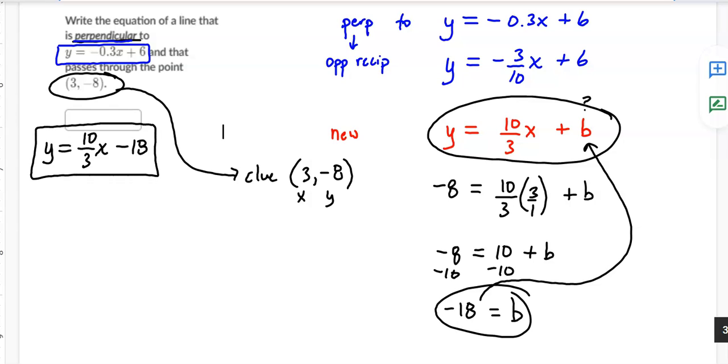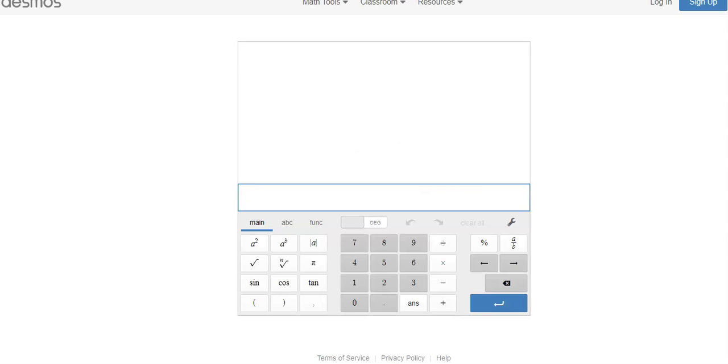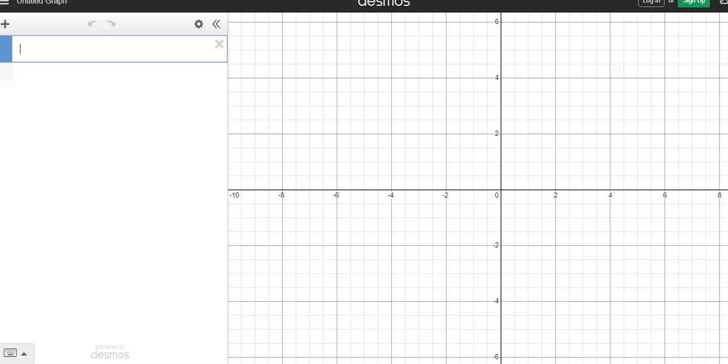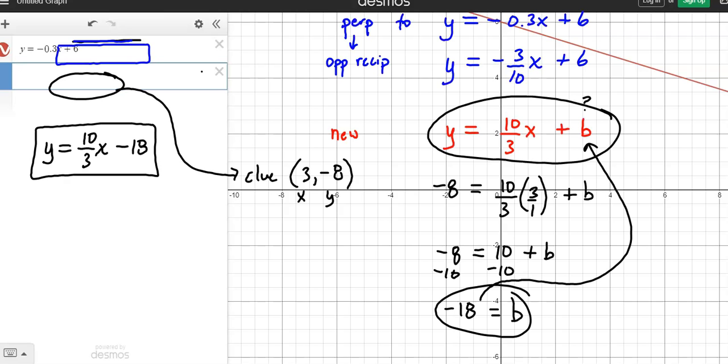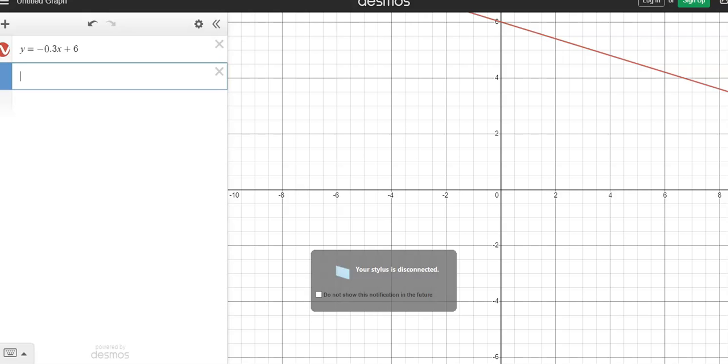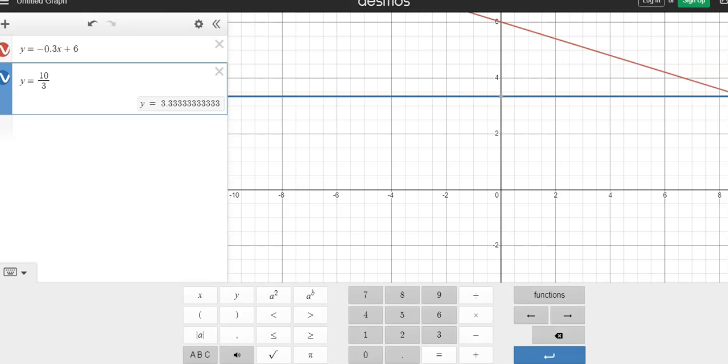Boom. And always, if you wanted to, you could double check in Desmos and see if it does what it's supposed to do. So I'm going to run over here and do Desmos really quick. I'll type in y equals negative 0.3x plus 6. And then the line that I came up with was 10/3 x minus 18. Punch this in here.